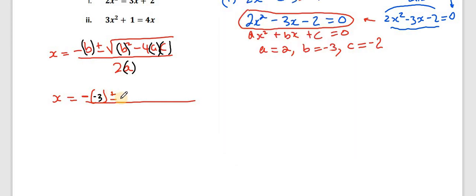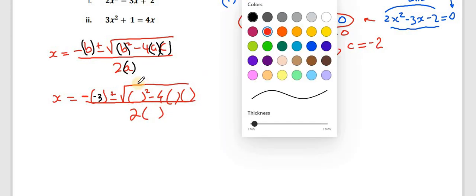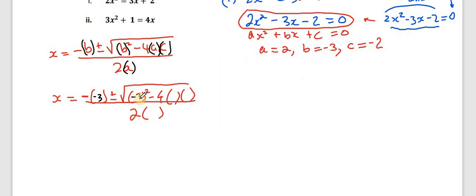Plus or minus the square root of b squared minus 4a times c over 2 times a. And where I have b, I put -3. Where I have a, I put 2. Where I have c, I put -2. Where I have a, I put 2. Okay, are you following so far? Yes, I am. Okay, tell me what to put here now.